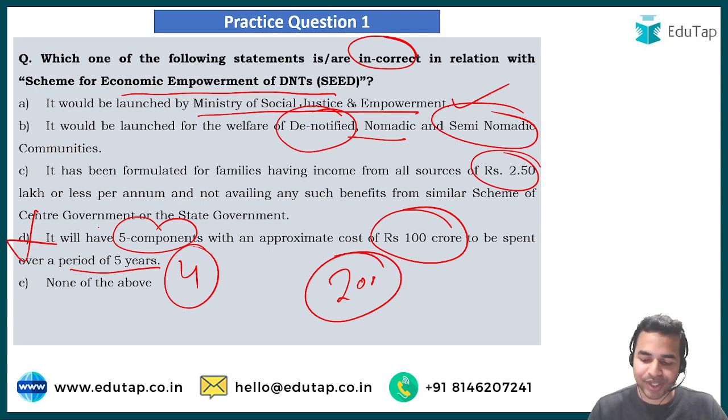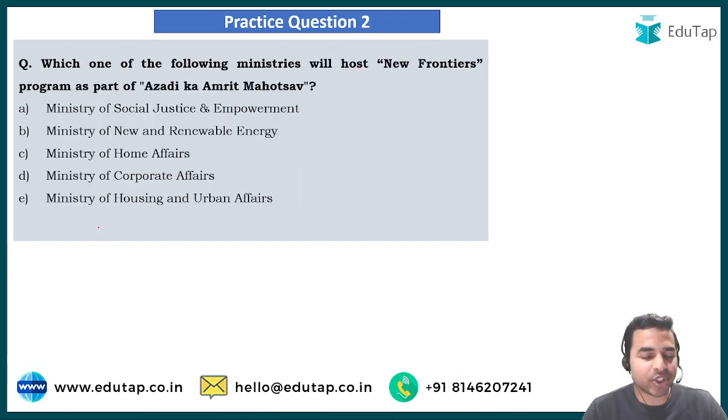Let's move on to the next question. So the next question is here on your screen. The question is, which one of the following ministries will host the New Frontiers program as a part of Azadi Ka Amrit Mahotsav? So one of the Indian ministries is going to organize the New Frontiers program as a part of Azadi Ka Amrit Mahotsav, and you are going to identify the name of the ministry which is going to host this particular program.